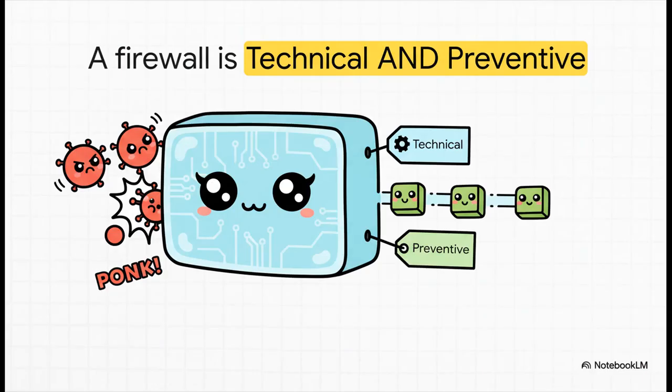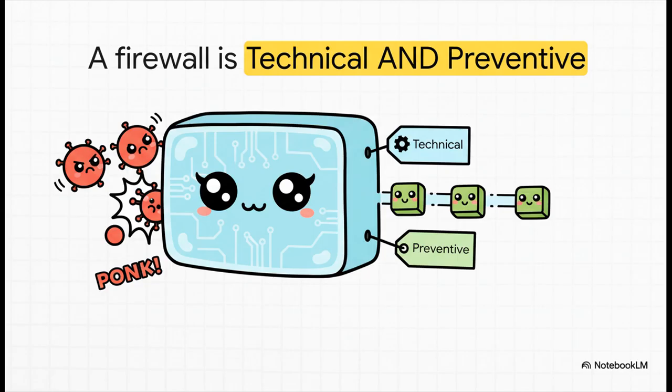Let's actually try it out. Think about a firewall. First question, what is it made of? Well, it's software, right? A shiny gadget. So its category is technical, okay? Second question, what does it do? It blocks bad traffic. It prevents attacks. So its type is preventive. See? One control, two labels.